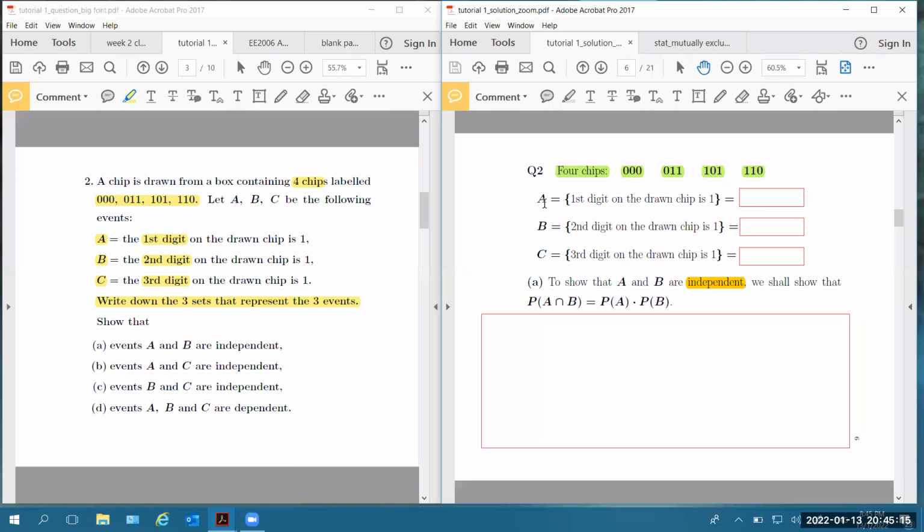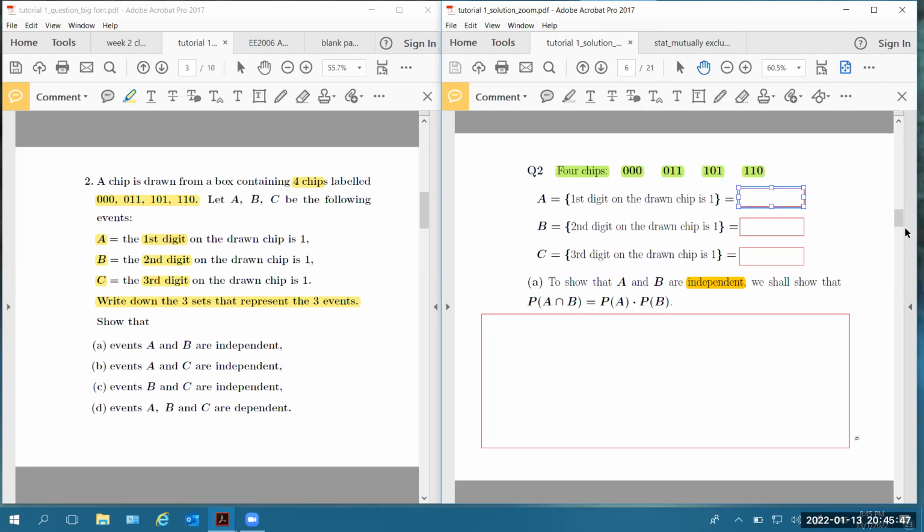So this is our A, event A: the first digit on the drawn chip is 1. How do we write down this set here? Can anyone tell me what the elements inside A are? Just unmute and tell me. First, 1, 0, 1. Okay, who wants to say first? 1, 0, 1. And then? 1, 1, 0. Got any more?